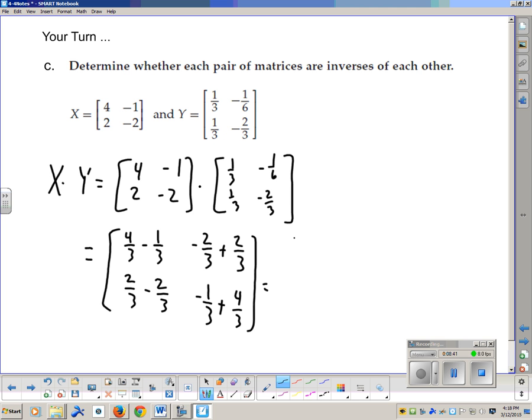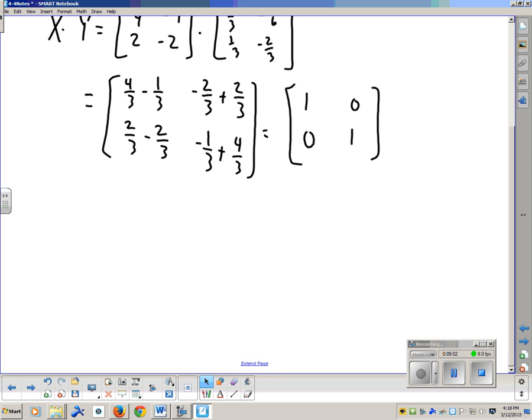So now we can add them together. 4/3 minus 1/3 is 3/3, which is 1. Negative 2/3 plus 2/3 is 0. 2/3 minus 2/3 is 0. Negative 1/3 plus 4/3 is 3/3, which is 1. So yes, we ended up there with the identity matrix of 1, 0, 0, 1. So x and y are inverses of each other.